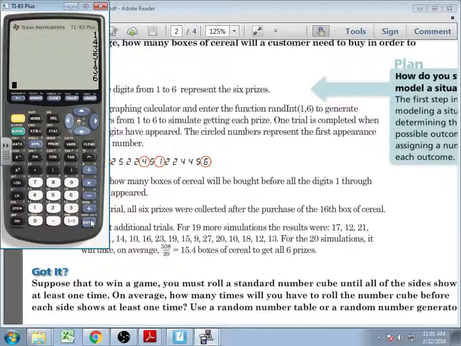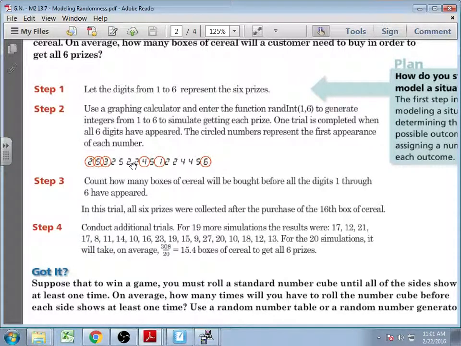You might want to write down. Oh, there you go, prize 2. Do I have all of them yet? Yep. How many did it take me? 10. So based off this, all of ours were collected after the 16th box.